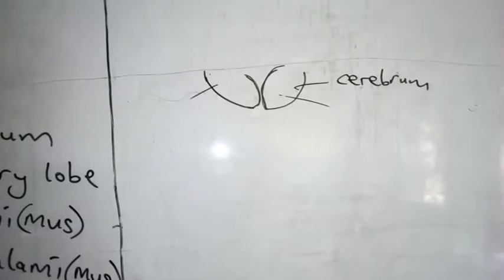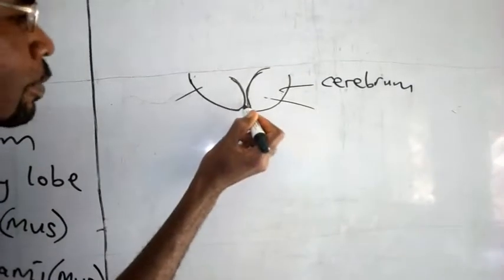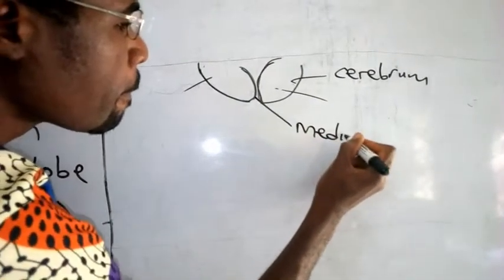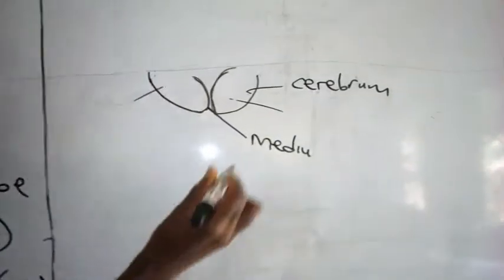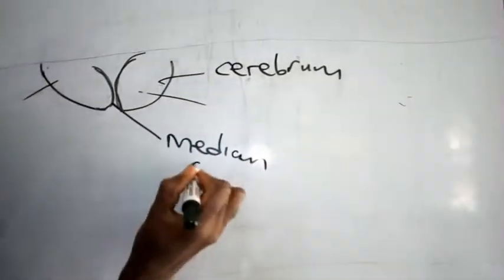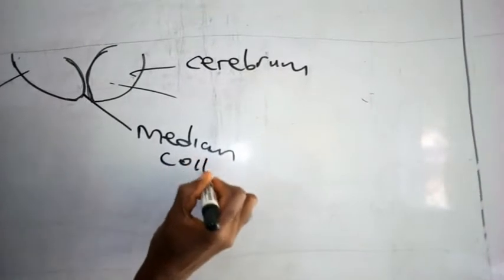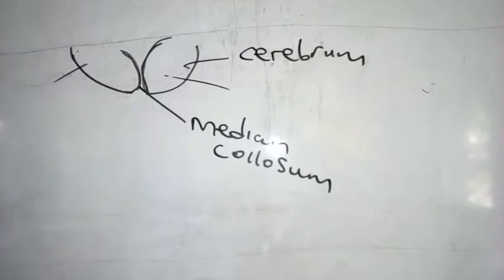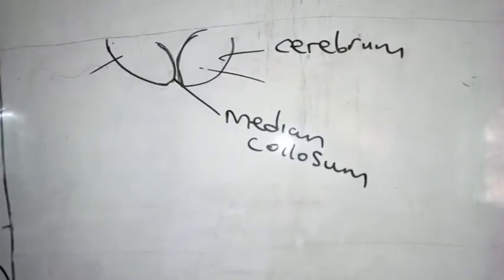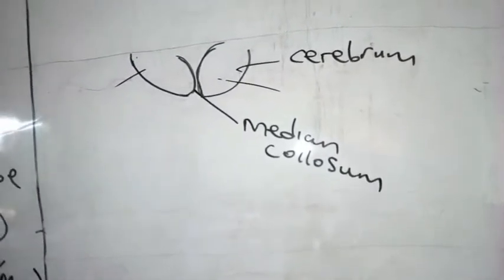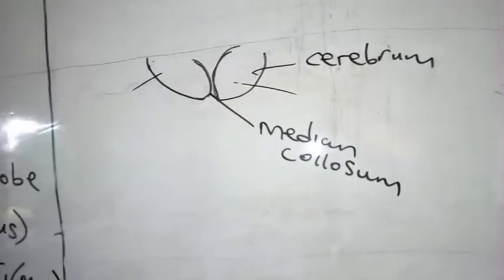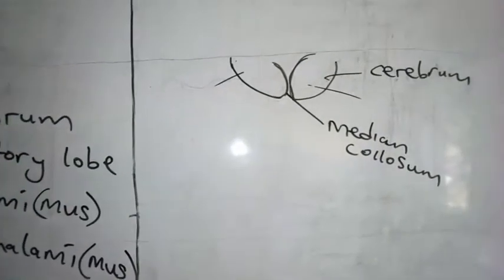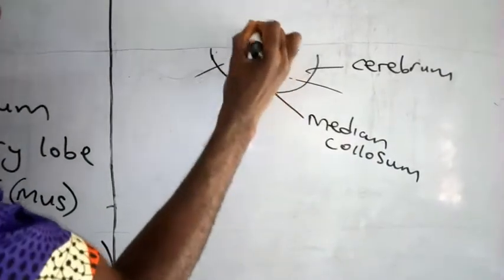And these hemispheres are divided by this furrow. This furrow you are seeing is called the median corpus callosum. So this deep furrow is called the medial callosum, and that medial callosum divides it into two equal parts, hemispheres, just as this. Now this is the forebrain.